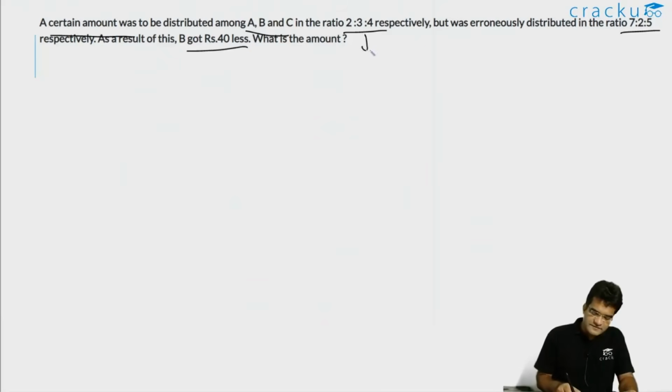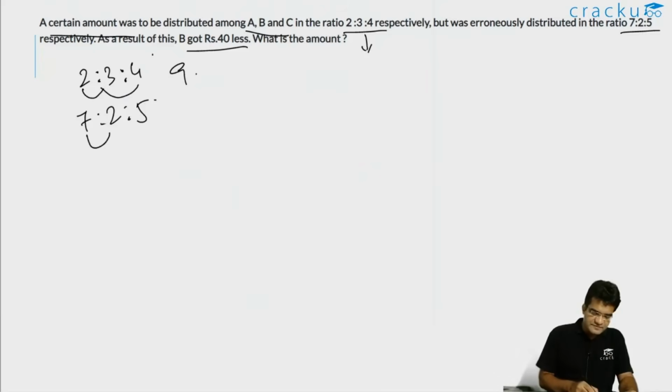So if you look at the first ratio, that is the ratio in which it was supposed to be distributed, it is 2:3:4, but it was actually distributed as 7:2:5. So the original sum is 2 plus 3 is 5, 5 plus 4 is 9, but it was distributed as 7 plus 2 is 9, and 9 plus 5 is 14. So what we'll do is we'll assume that the amount of money that was originally there is LCM of 9 and 14. LCM of 9 and 14 is 126. So let us assume that the original sum is 126k.